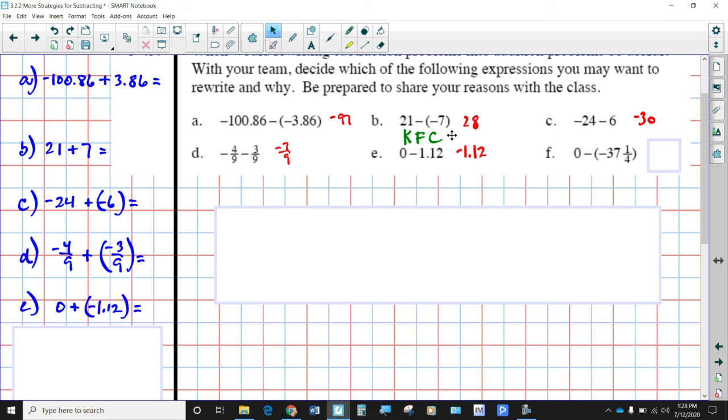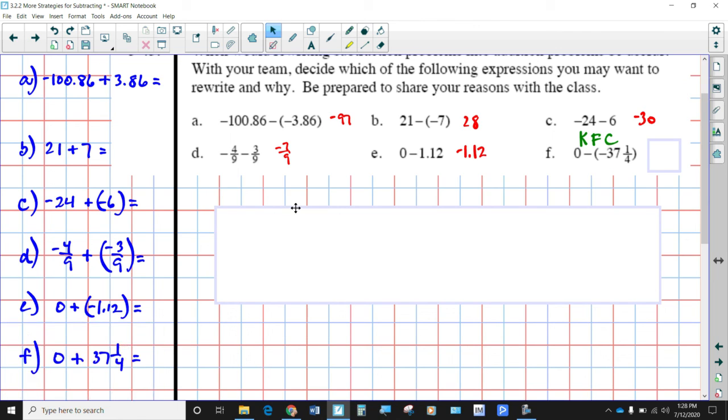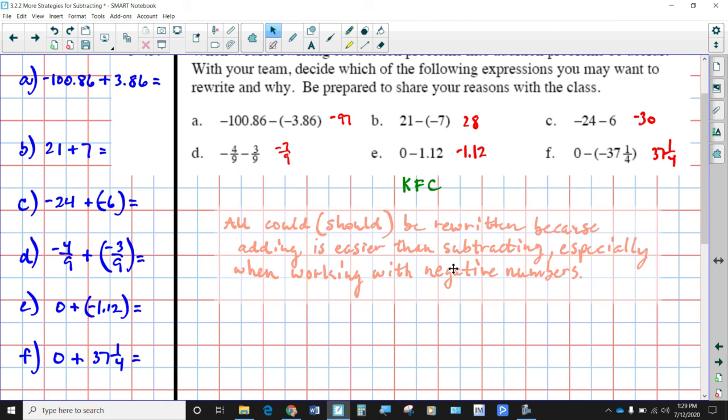And in the last case, instead of 0 minus a -37 1/4, let's keep the change and make it 0 plus a positive 37 1/4. And so now your answer is obvious. 0 plus anything is going to be equal to itself. So our answer is 37 and 1/4. Okay, so KFC is your friend.